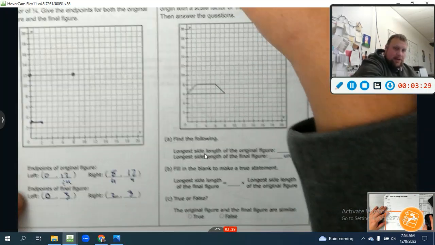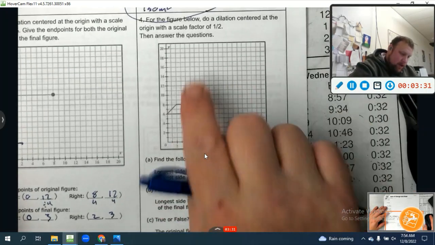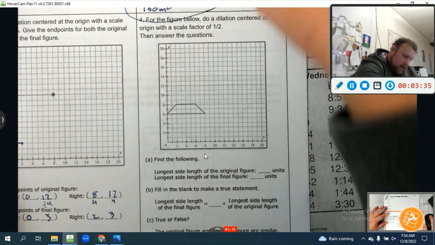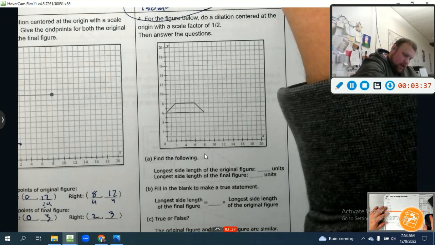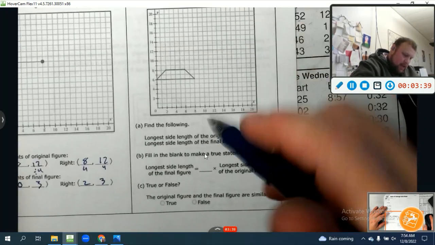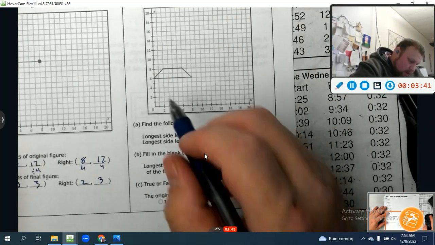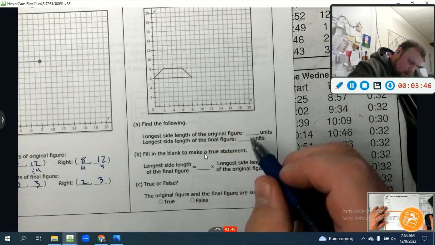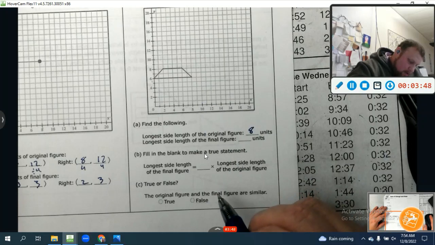It says, for the figure below, do a dilation centered at the origin with scale factor of 1/2. Then answer the questions. Find the following. The longest side length of the original figure. Well, it's this side length right here, and it goes from 0 to 8, which is 8 units. The longest side length of the final figure.